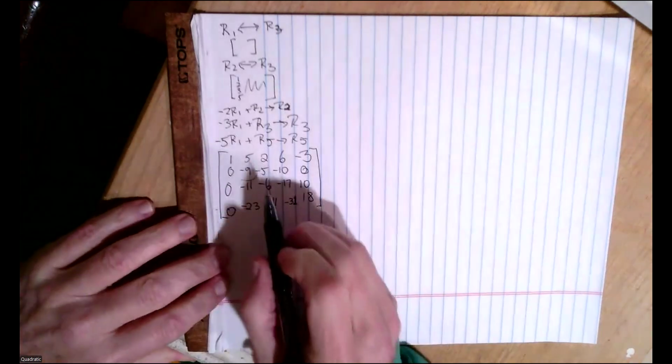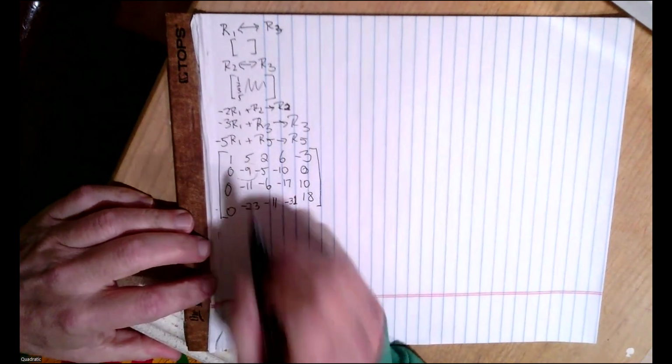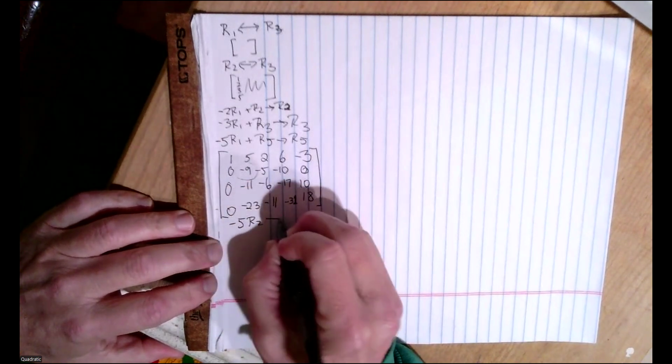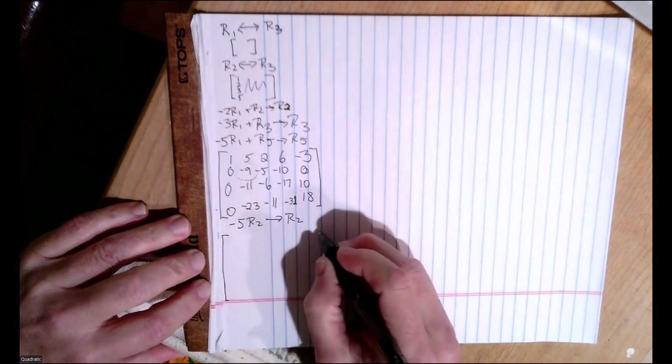So I've noticed here, let's see. I'll tell you what, I'm going to do something, and then I'll explain to you why I did it. Okay, how about that? I'm going to take row two and multiply it by negative 5. Negative 5 times row 2 is going to become my new row 2. Well, let me rewrite the whole thing.